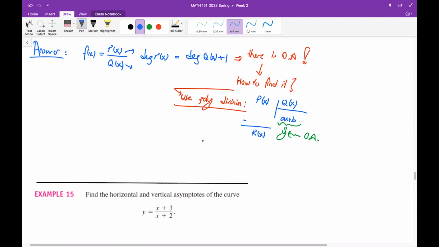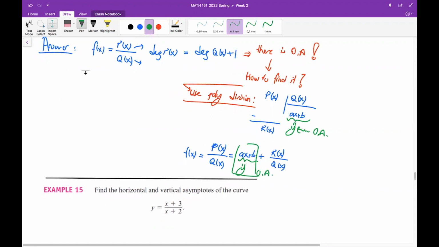And as you all know from high school, this rational function can be rewritten by looking at the details in this polynomial division as ax plus b plus remainder over q(x), right? Okay, this is how you can rewrite your function, and this part will be your oblique asymptote line. Okay, this is the answer for that.